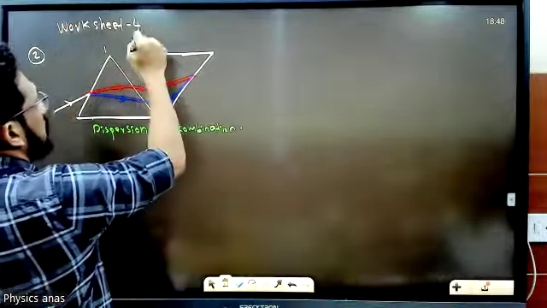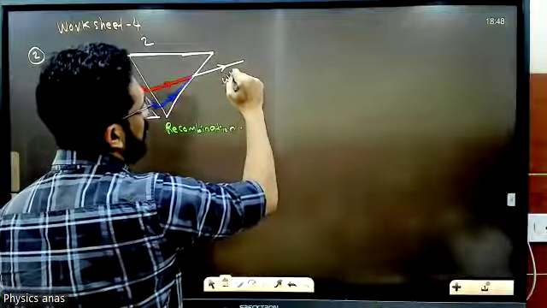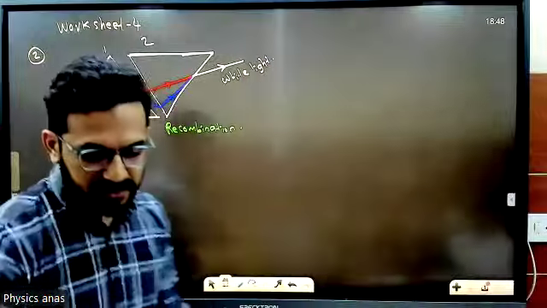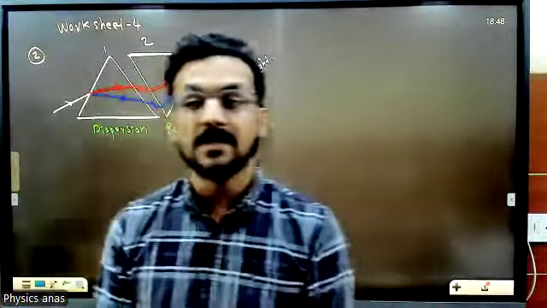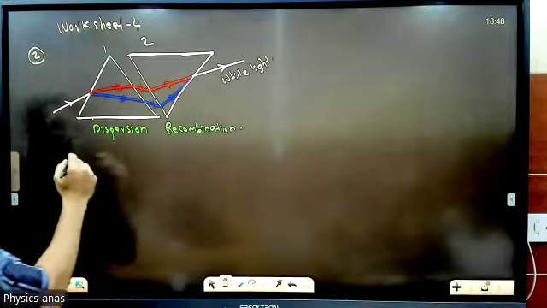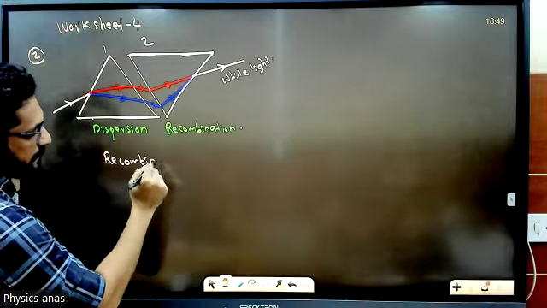This is the first prism, this is the second prism. When it is getting out, it will be white light. Got it? So this is the recombination. This was the experiment done by Newton.